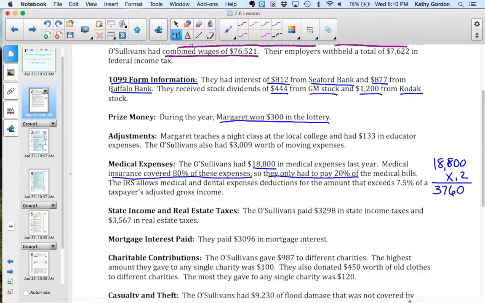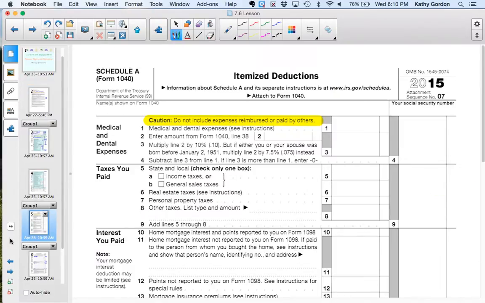Okay? Now, the next part says the IRS allows medical and dental expenses deductions for the amount that exceeds 7.5% of a taxpayer's adjusted gross income. And when you go to your Schedule A form, they actually have the steps set up for you to figure that out. However, notice that in 2015, the amount is a little different. It's actually 10% now. So we're going to use the numbers that are on the form, but they have that calculation set up for you.